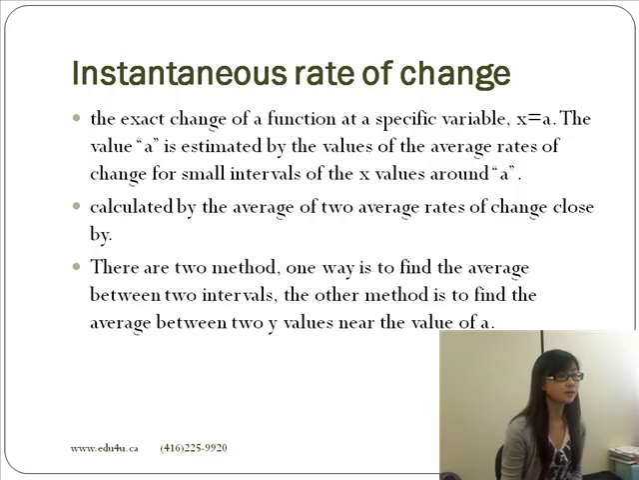There are two methods to calculate instantaneous rate of change. One way is to find the average between two intervals. The other method is to find the average between two y values near the value of a.